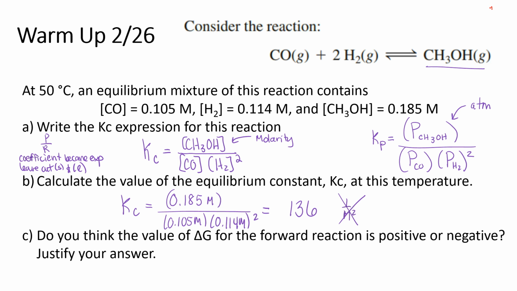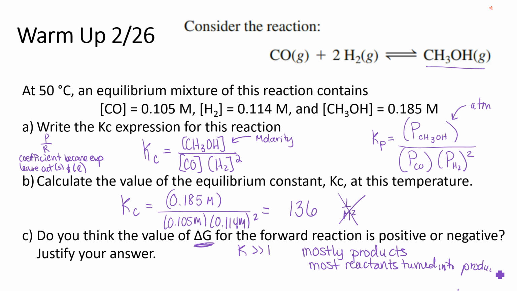Okay, now let's think about how this value of K relates to thermodynamic favorability, which is what we talked about last unit. So if you think about what we know here, the K value is big. It's much larger than 1. What does that mean? Well, that means we have mostly products at equilibrium. Or in other words, most of our reactants turned into products. And so if we think about what does that tell us about the forward reaction, which is this reaction right here, going from reactants to products.